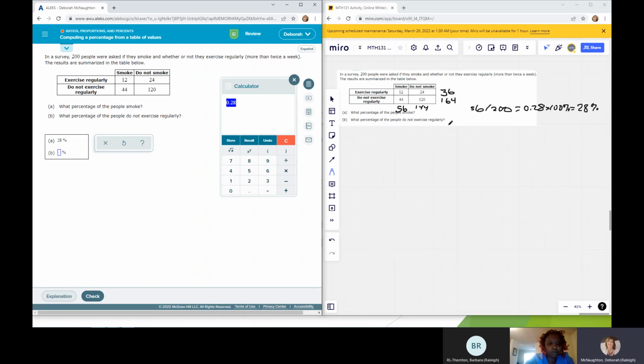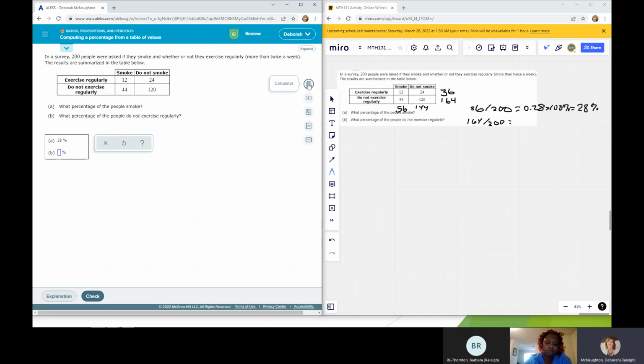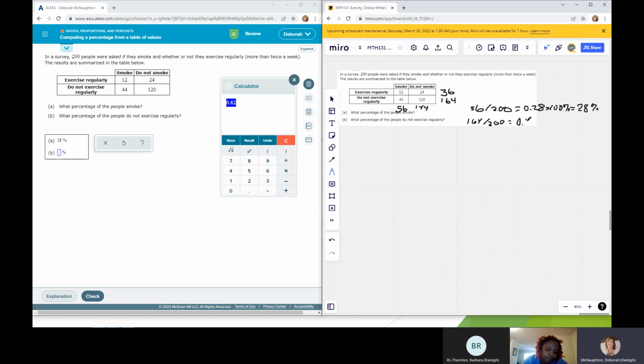Now they ask what percent of the people do not exercise regularly. So again, do not exercise regularly. We have to add together the people who smoke and do not exercise regularly and do not smoke and do not exercise regularly. So the number who do not exercise regularly is 164. So this percent is 164 divided by 200 total. 164 divided by 200 is 0.82. And again, we have to multiply that by 100%. So that one is 82%.